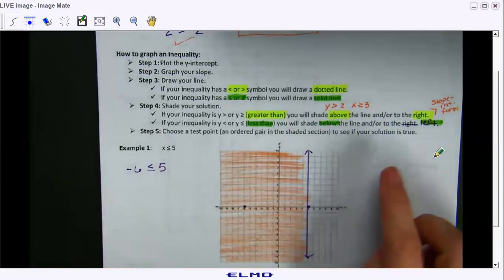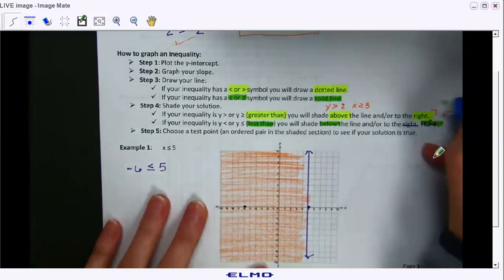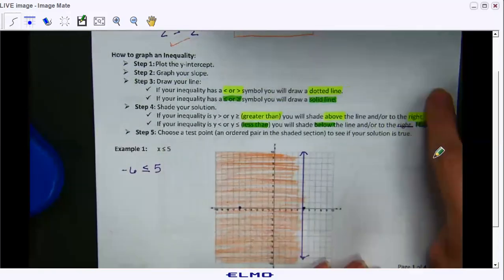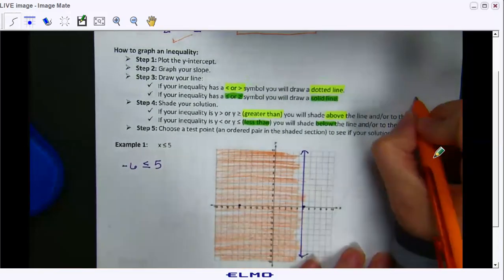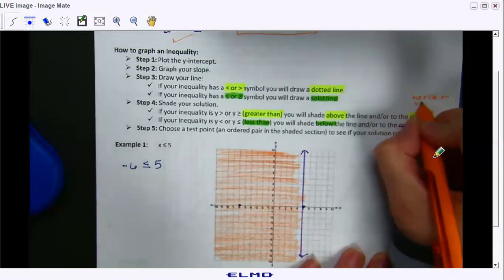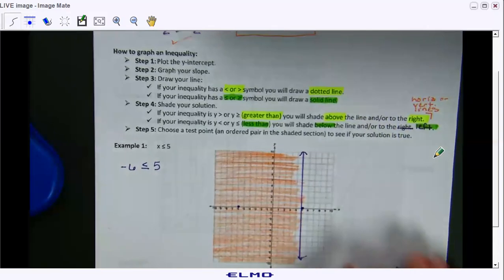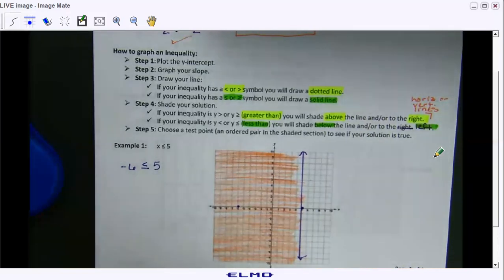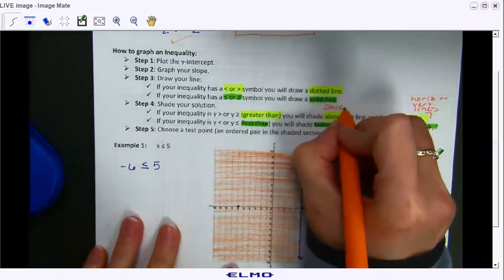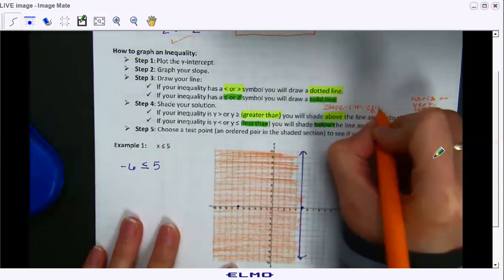All right, so this is actually not correct. I messed this up. So right or left here is horizontal or vertical lines. Okay, I'm sorry about that. I don't like it when I do that because I don't want to confuse you guys. Above or below would be slope intercept lines, or slope intercept equations.